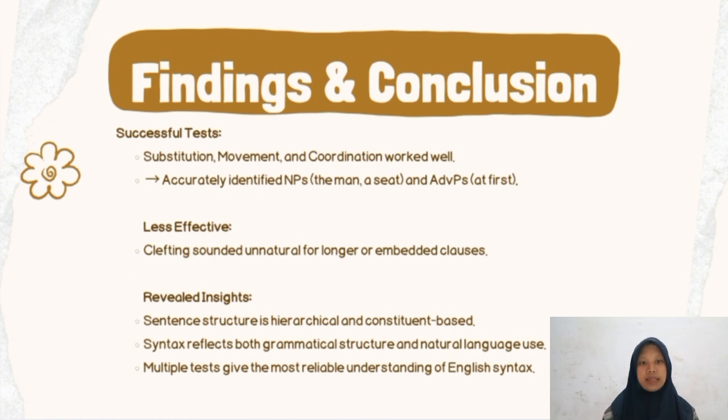The last is findings and conclusions. From all of the tests, the substitution, movement, and coordination tests work best. They clearly identify main constituents such as the man and a seat. For example, replacing the man with him or a seat with it proves that there is a single noun phrase constituent. Movement also shows that adverbial elements like at first or while you wait can shift positions without changing meaning.